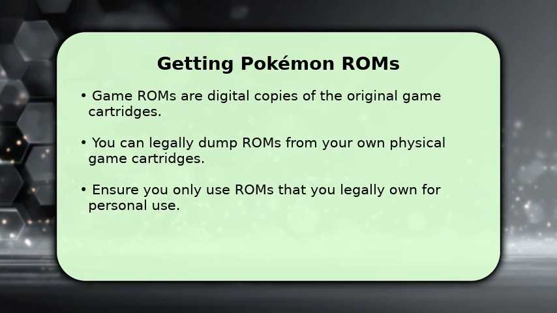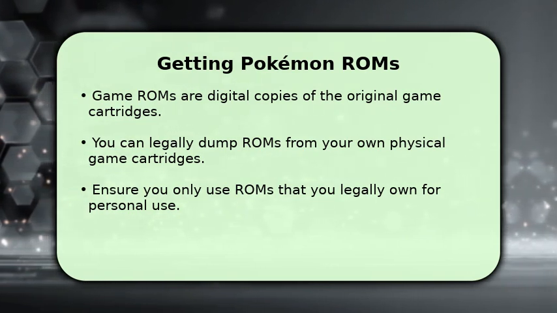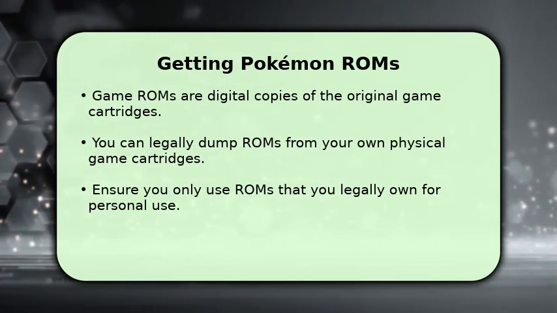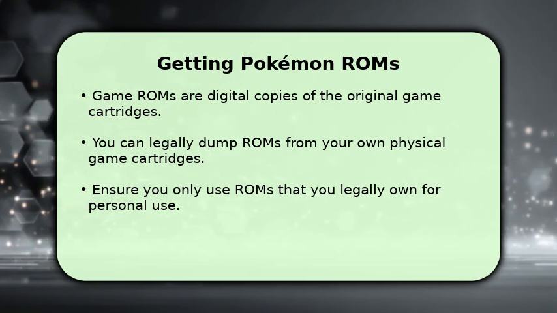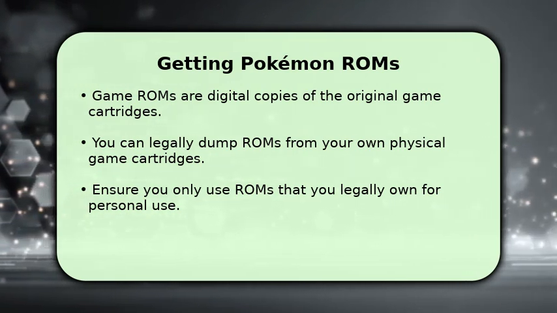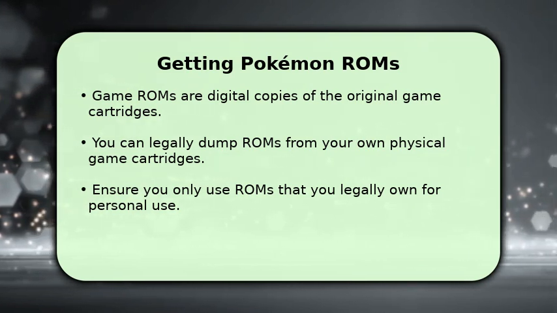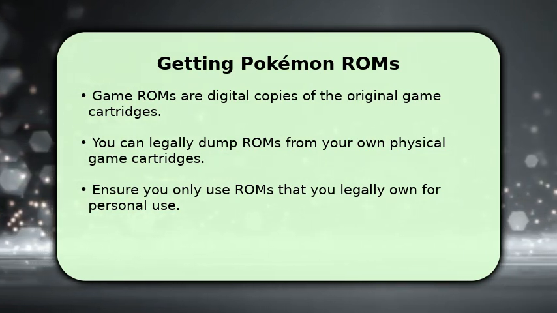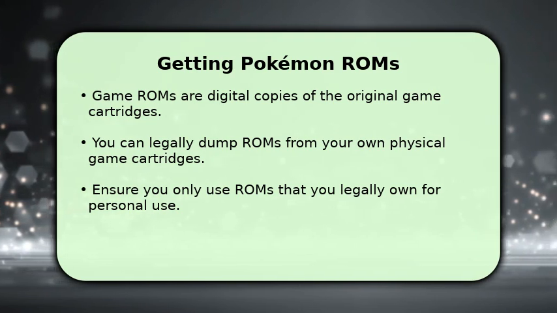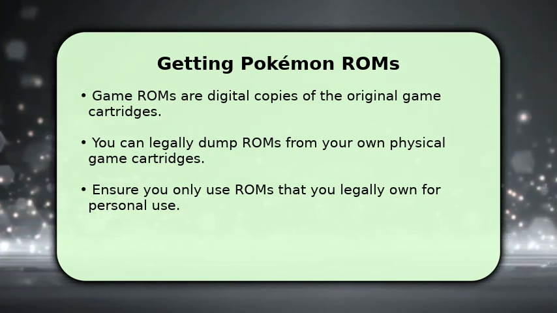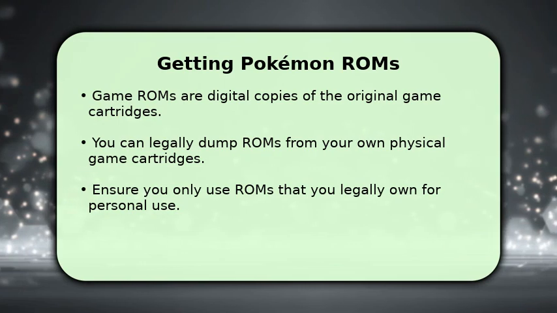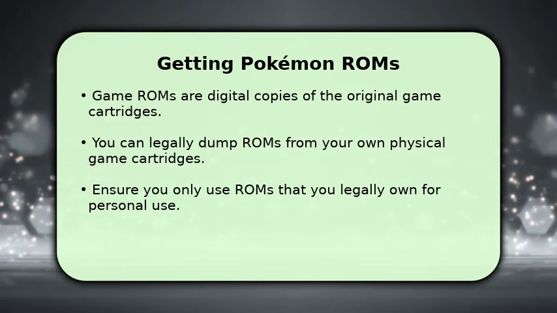Next, you will need the game files, or ROM, for Pokémon Sun and Moon. These are digital versions of the game data. The most ethical and legal way to obtain ROMs is by dumping them from your own physical game cartridges using specialized hardware. Once you have your ROM files, you will need to transfer them to your iOS device. This can often be done conveniently through cloud storage services or direct file transfer methods.